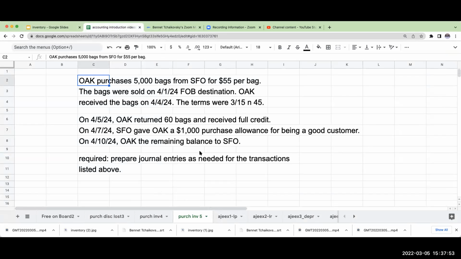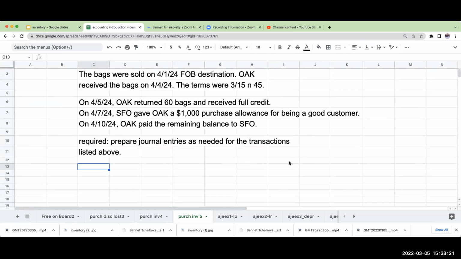On April 7th, SFO gave Oakland a $1,000 purchase allowance for being a good customer. And on April 10th, 2024, Oakland paid the remaining balance to SFO. So required, prepare journal entries as needed for the transactions listed above.